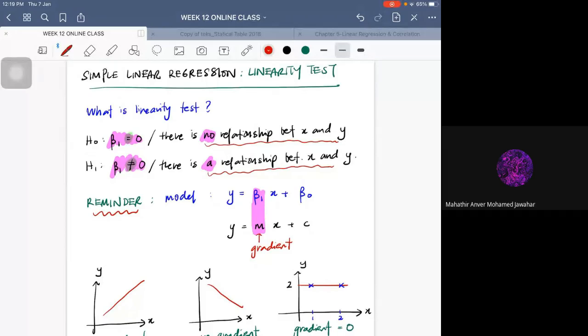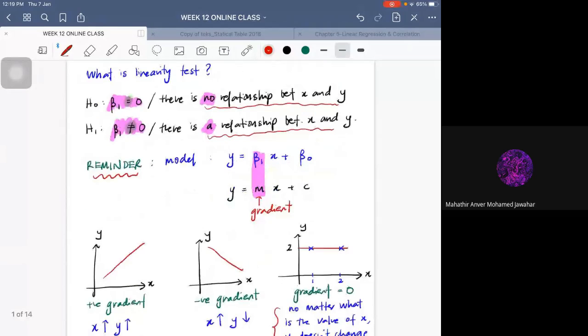This is because of the nature of the model itself. If you remember, I did mention before, this is called a simple linear regression because our model is adopted from the linear equation that we have seen before, y equals mx plus c. So basically our equation is y equals beta 1 x plus beta naught, and this imitates the equation of a straight line, y equals mx plus c, where the gradient is given by the value of beta 1, and the y-intercept is given by the value of beta naught.